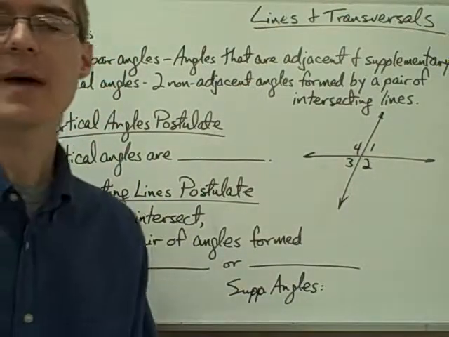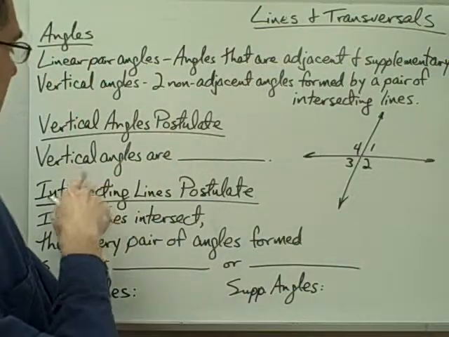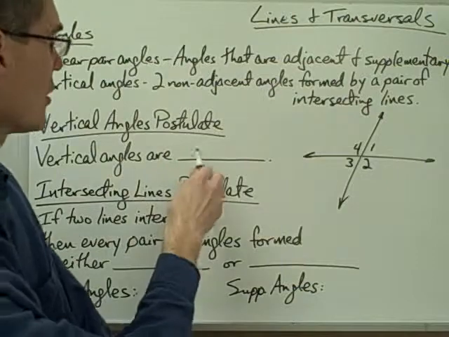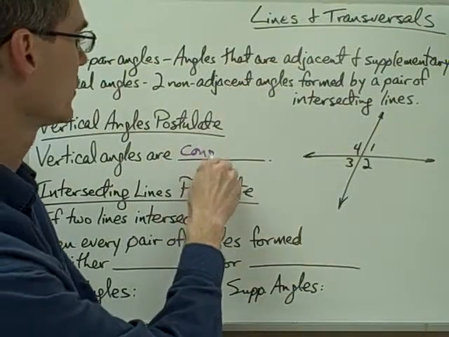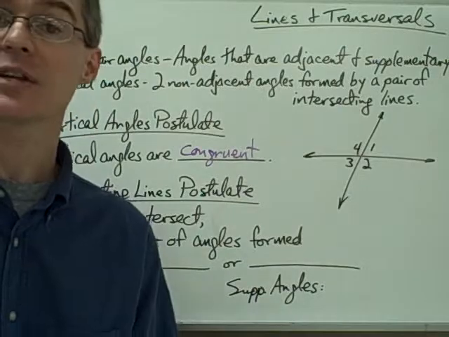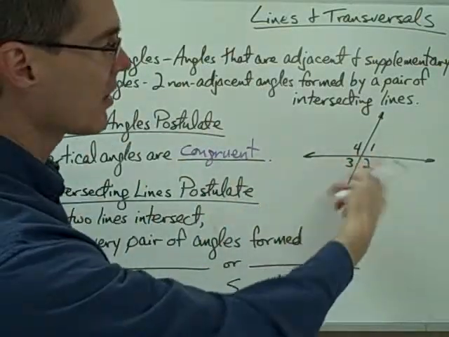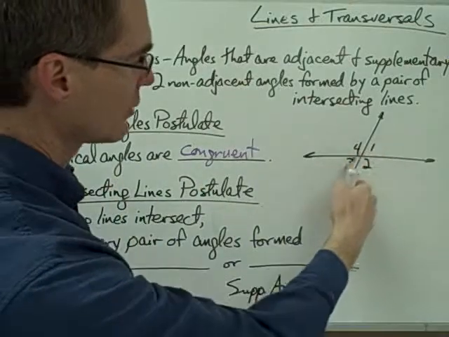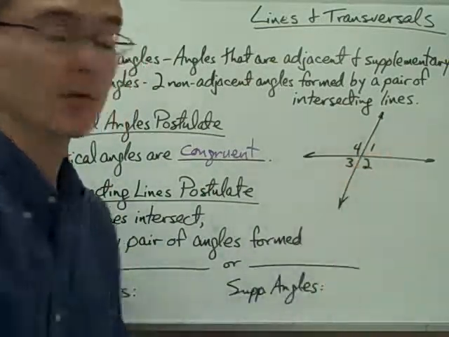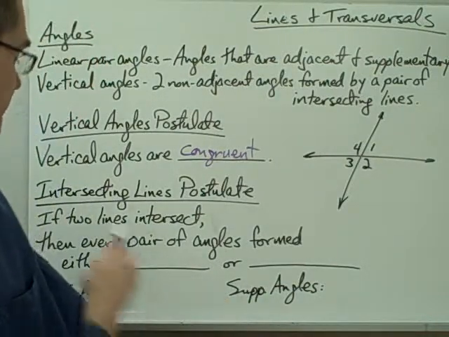Now we're also going to talk about a couple of postulates. One is called the vertical angles postulate. Vertical angles are congruent. And that's the vertical angles postulate. And as you can see from this diagram here, it's not hard to see that, in fact, angle 1 and angle 3, they are going to be congruent. So we're going to accept that statement as true without proof.